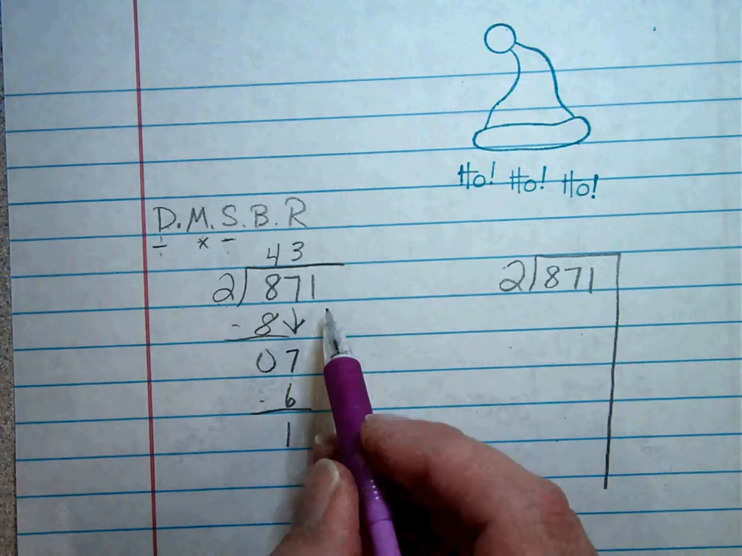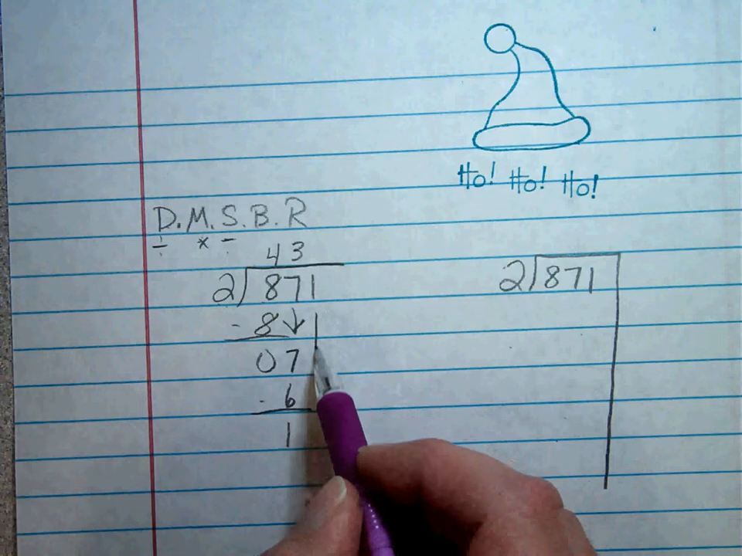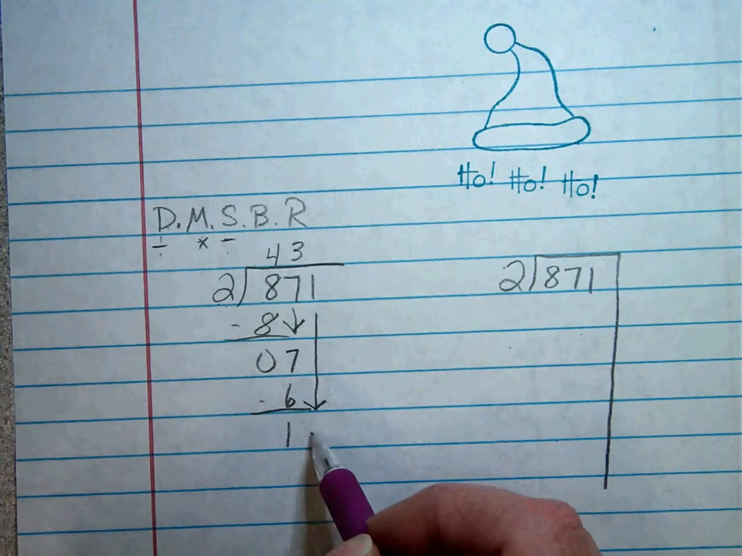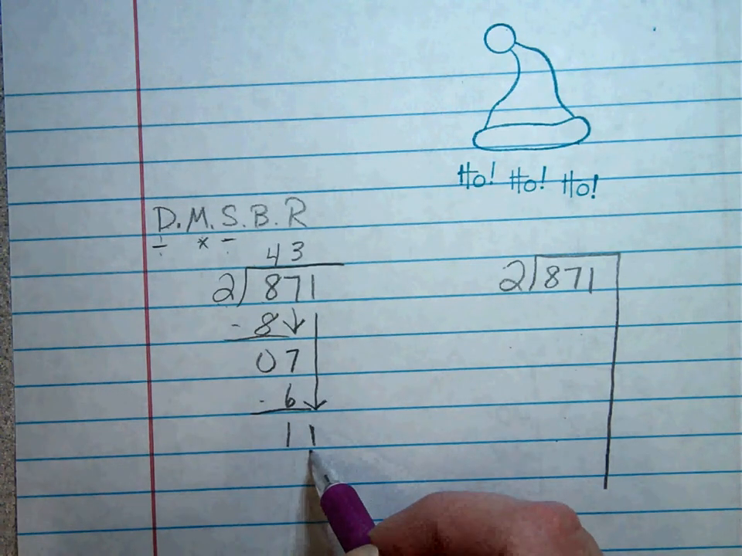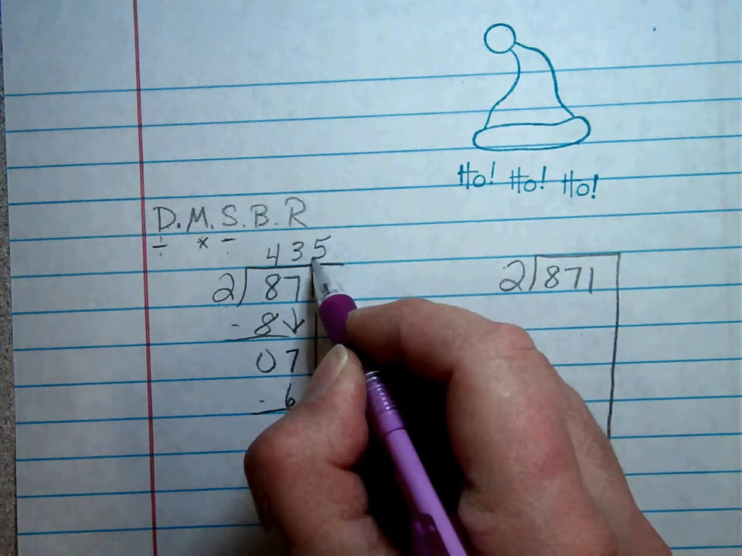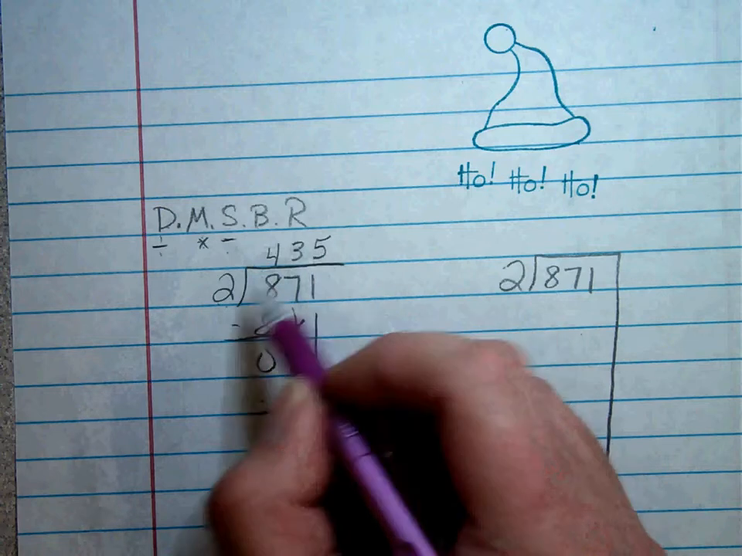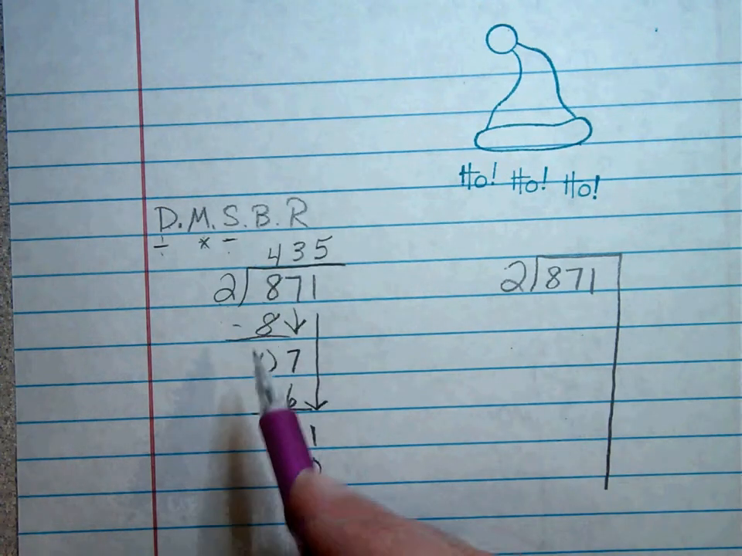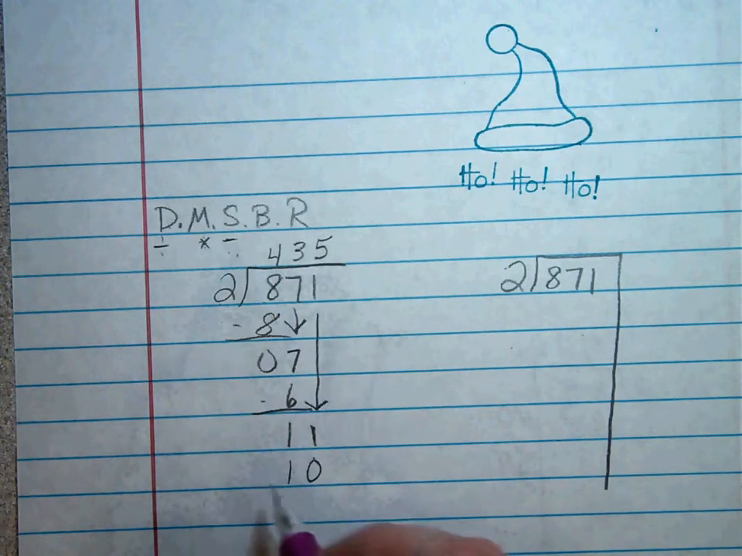And then we need to see if there's something to bring down, and there is. There's a 1. Okay? 11 is larger than the 2, the divisor, so we have to repeat the steps. We go to the division. 11 divided by 2. How close can I get, Sydney? 5. I'll write my answer up here. Now I go to the multiplication step. 5 times 2 is 10.